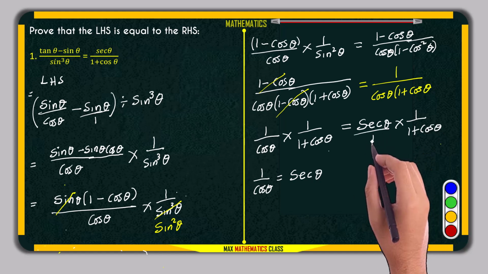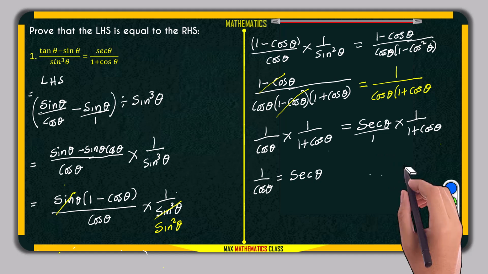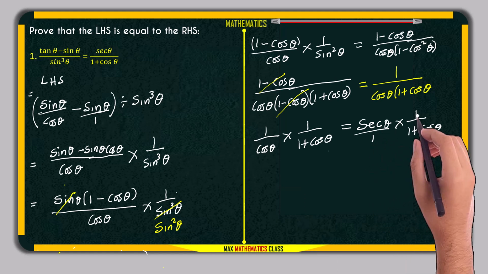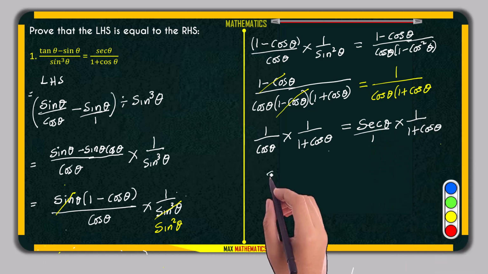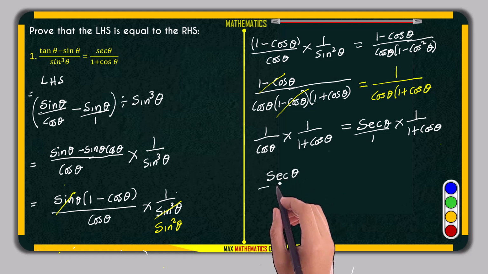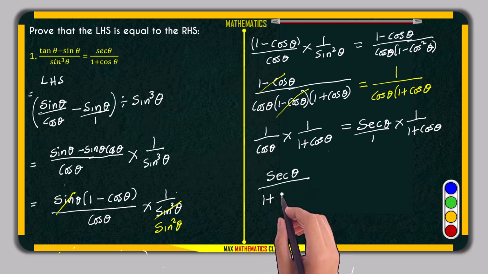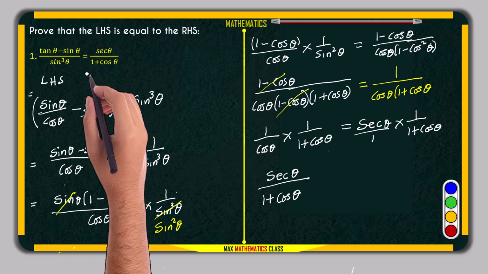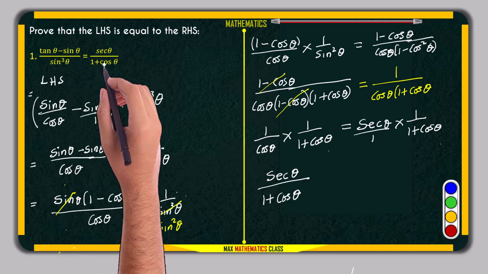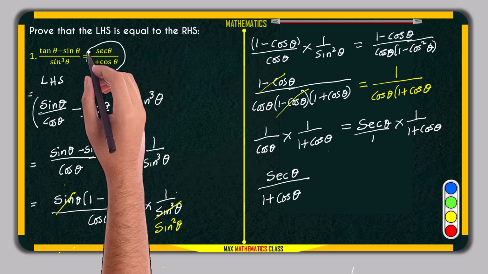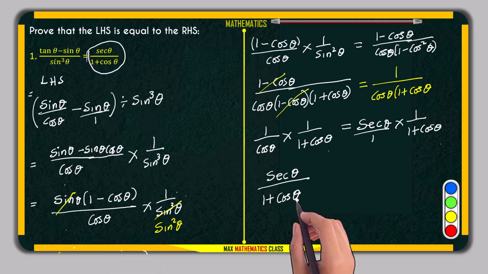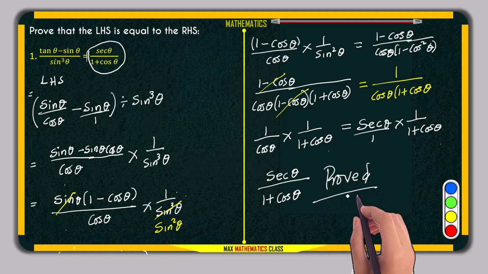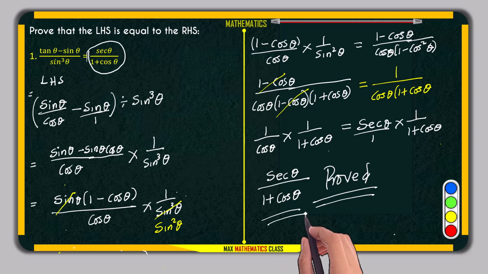So we can make this 1 over 1 as well. So from there we can now get this value. So sec theta times 1 will give us sec theta over 1 plus cos theta. So you can see the left hand side here and the right hand side here. Now this value has been proved. See the final answer here. So proved. So let's move to number 2.